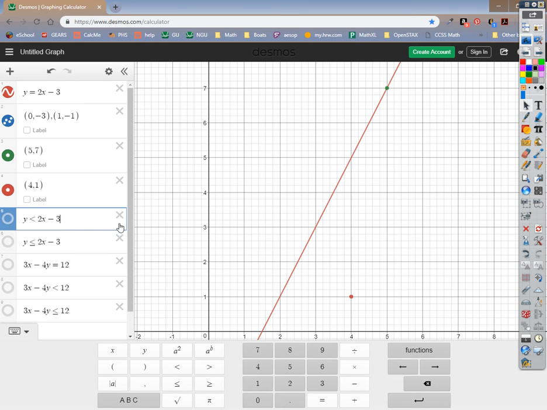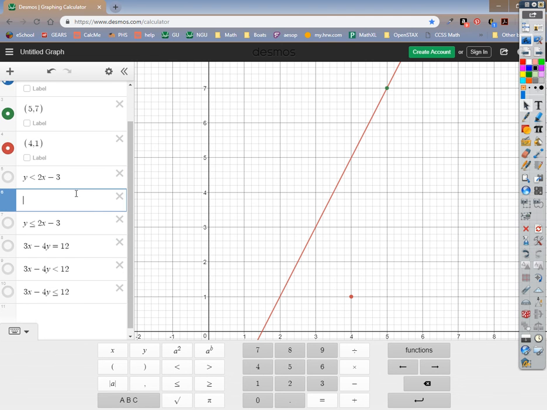Let's try some of these points relative to an inequality instead. Okay, let's try some. So now we've got the inequality. Let me make this bigger. We've got the inequality y is less than 2x minus 3. Okay, let's just check some points here.